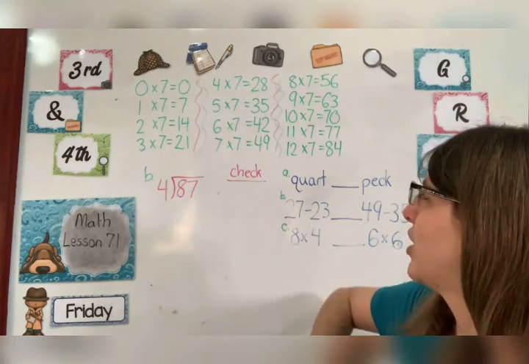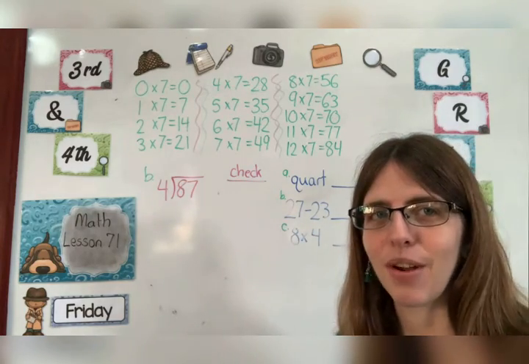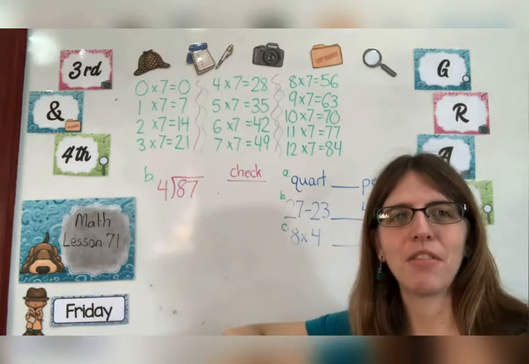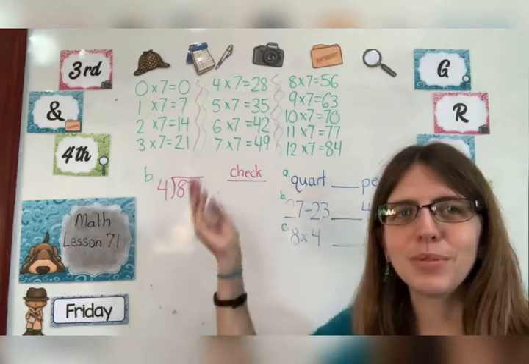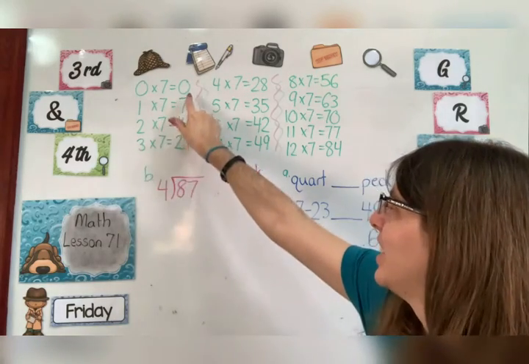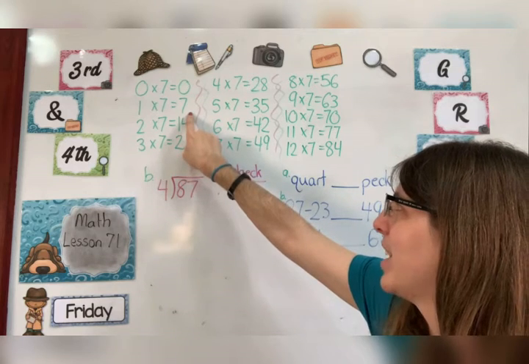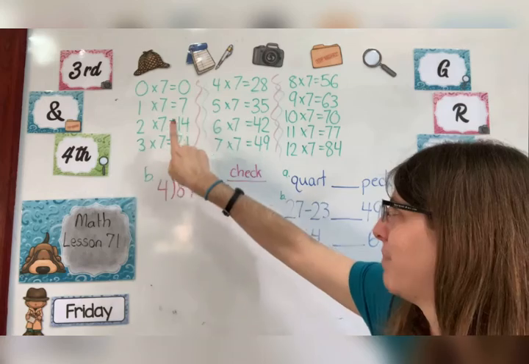So our multiplication table with 7, we'll start with 0. Remember, anything times 0 is 0. Anything times 1 is the number itself. Anything times 2, you just double it. So those ones are super easy. 0 times 7 equals 0. 1 times 7 equals 7. 2 times 7 equals 14.